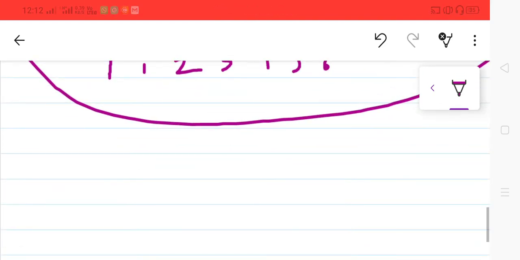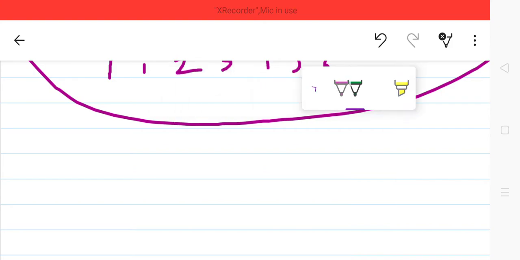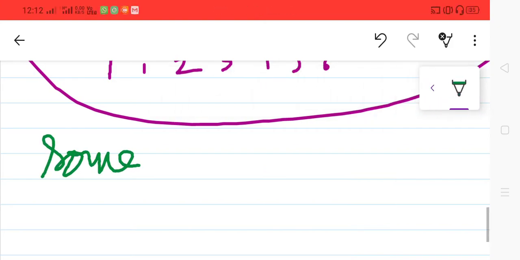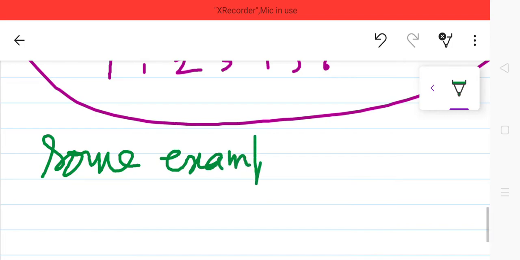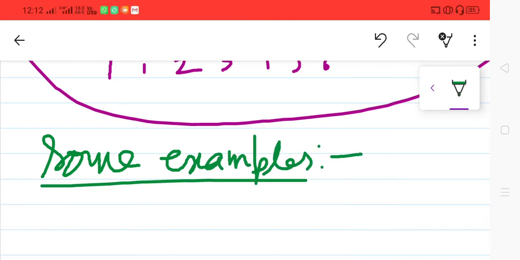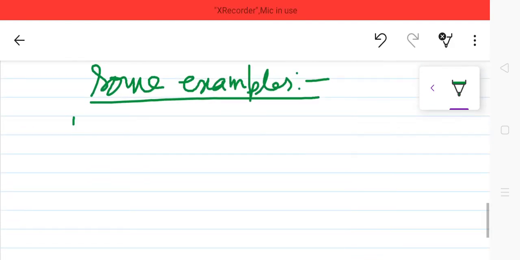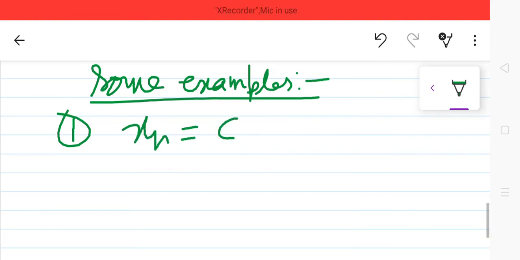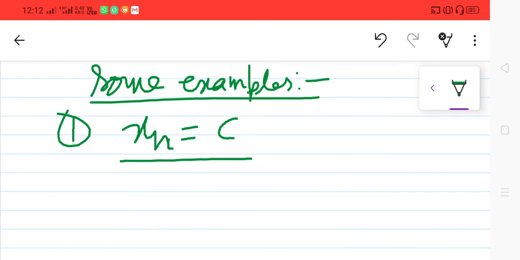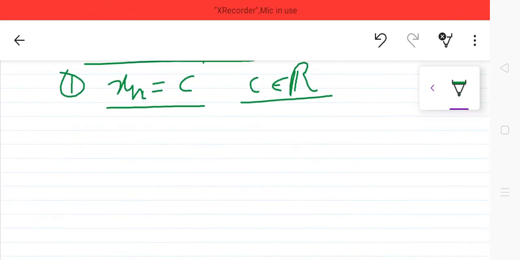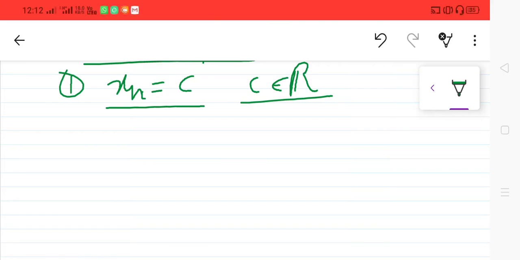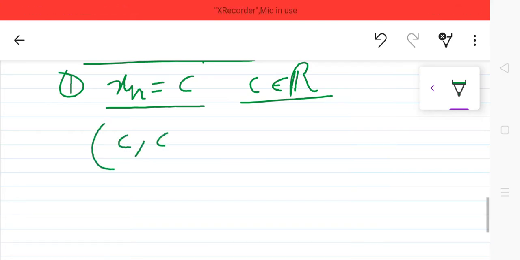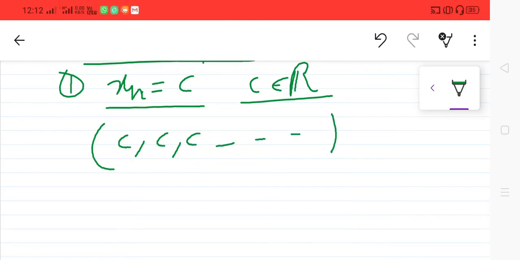Some examples, right? So which examples are we going to see? The first one is a function which is constant, where C belongs to R. So you can take this function. Then how do you plot this sequence? It is just the constant sequence. You can write it as C, C, C, and so on.